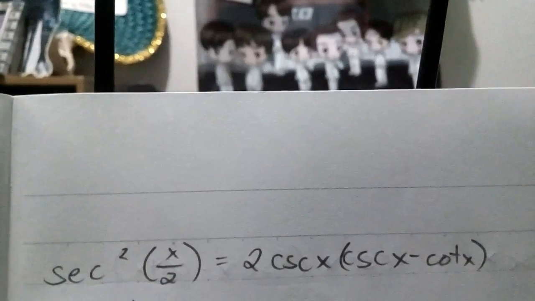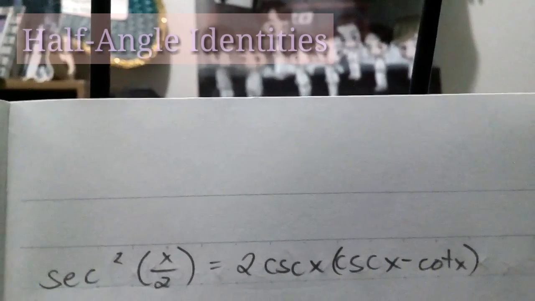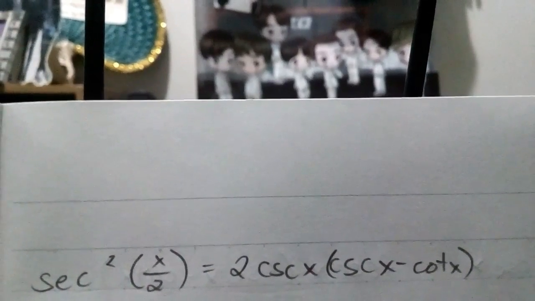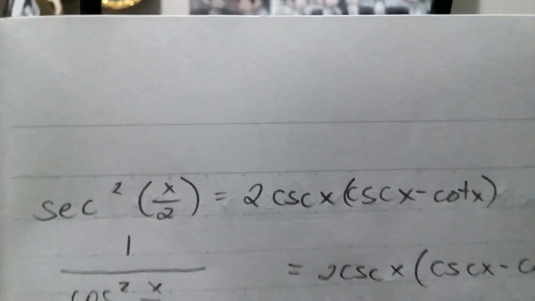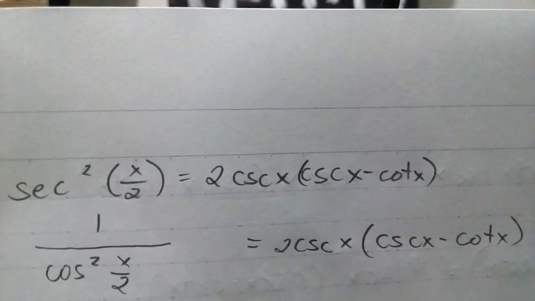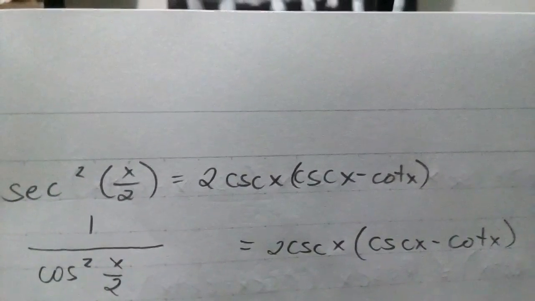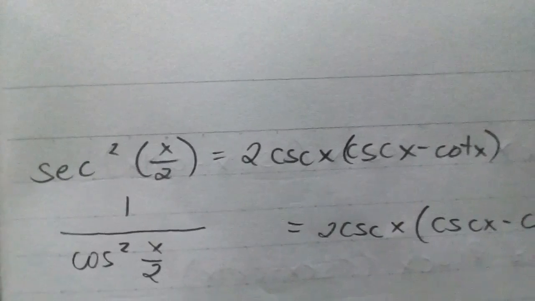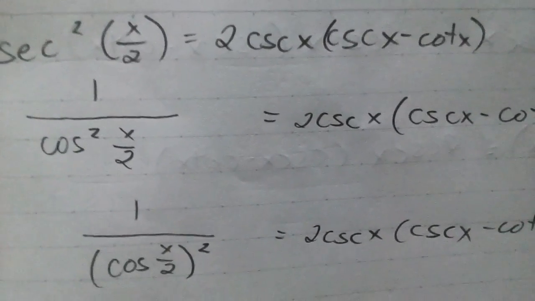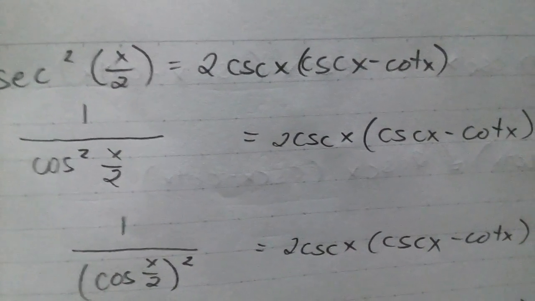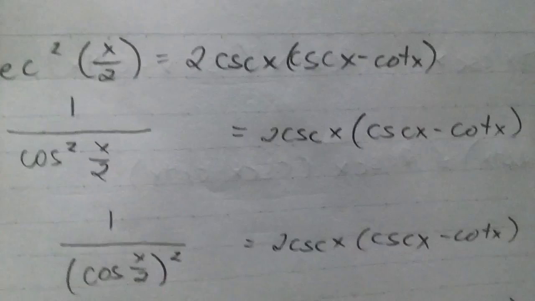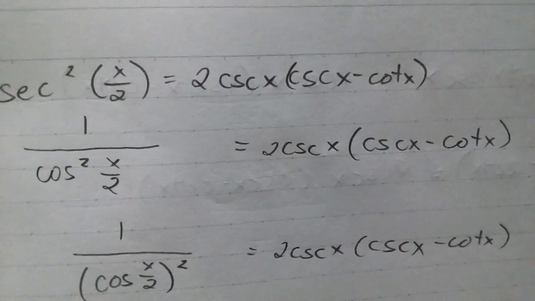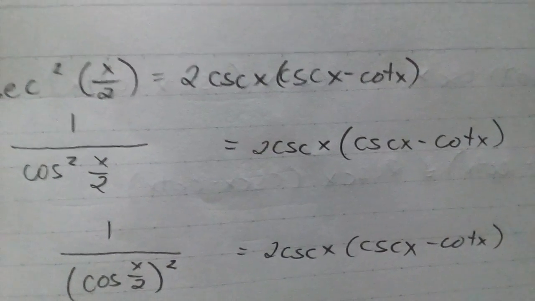For the half angle identities, we have secant squared x over 2 is equal to 2 cosecant x quantity cosecant x minus cotangent x. So let's start. We will change the secant squared into its reciprocal identity, which is 1 over cosine squared x over 2. And the next is to put the squared or the power outside. So we have 1 over cosine x over 2 raised to 2 or squared is equal to 2 cosecant x quantity cosecant x minus cotangent x.